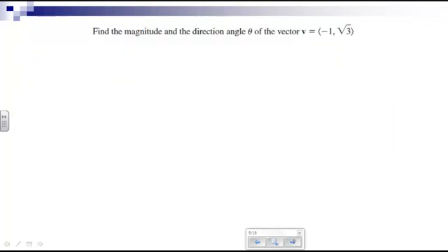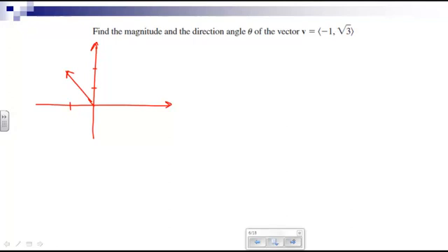So, let's do some work with some vectors. Find the magnitude and the direction angle for the vector v, which is given in component form, -1, comma, square root of 3. Might be nice if we visualize this. I'm going to go back 1. I'm going to go up root 3, which is about there. Okay, there is that vector.